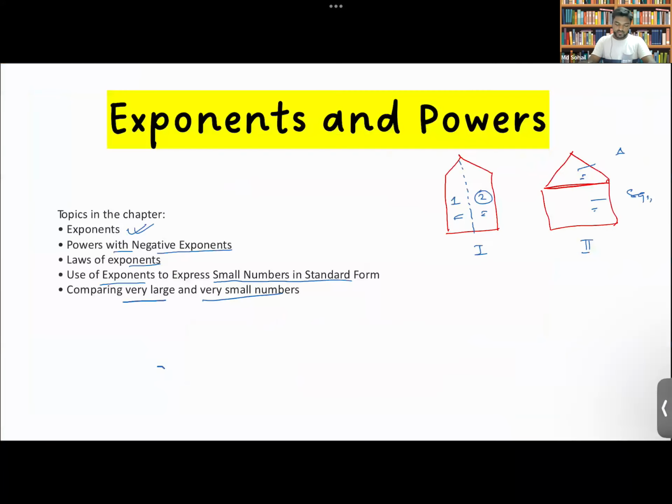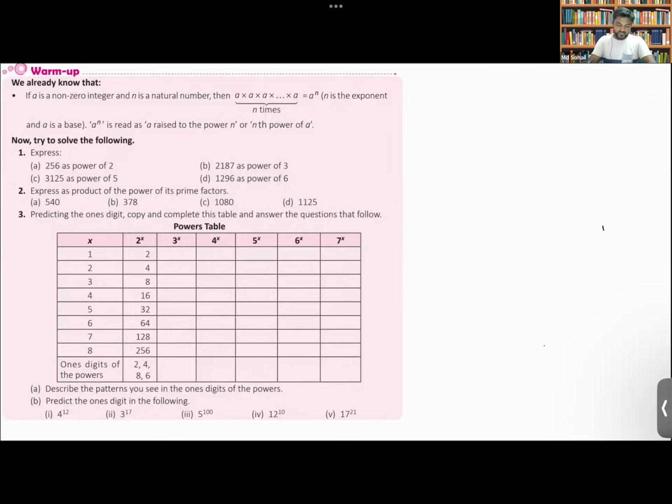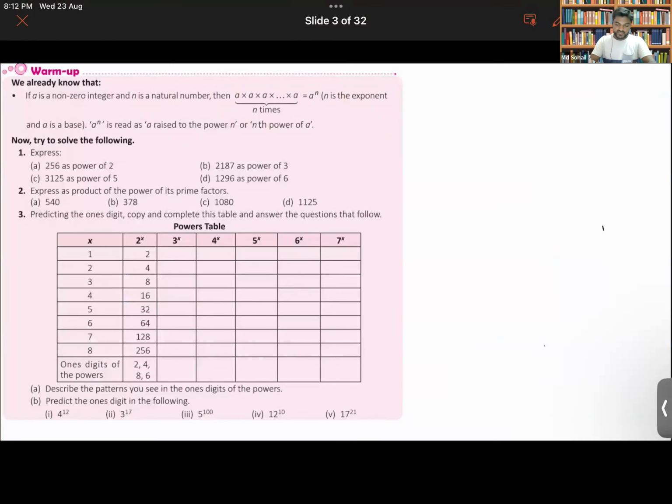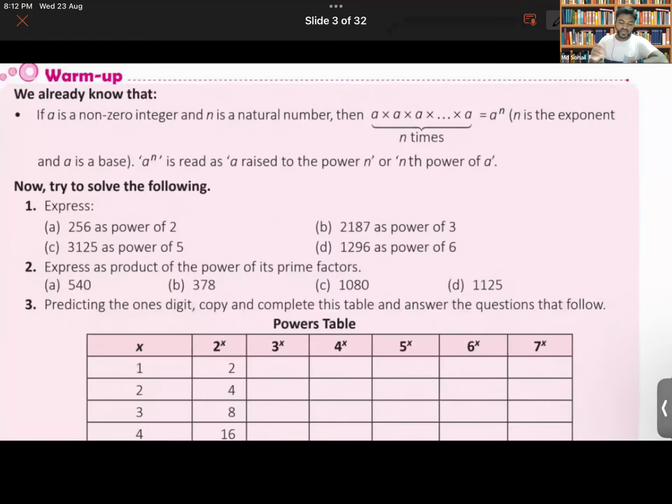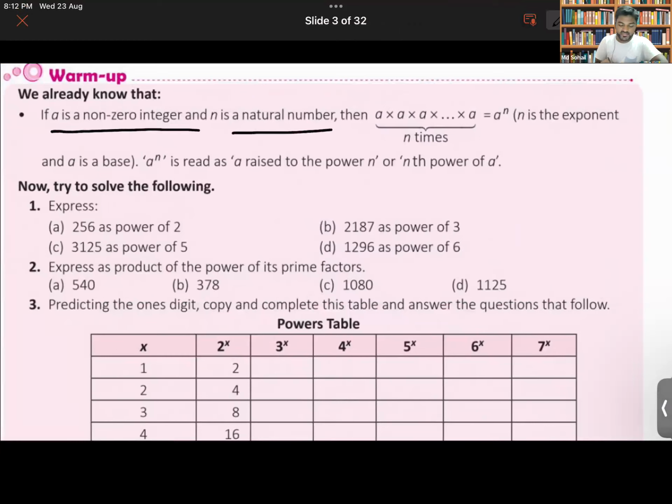Okay, then let's start the chapter. We will start the chapter, but we will do a little exercise first, related to the background of the chapter, guys. Now, you already know that if a is a non-zero integer and n is a natural number, if you were to keep on multiplying a with itself up to n times, up to 100 times, up to 200 times, up to 300 times, and so on, up to nth times. This n could be any whole number, starting from 0 to infinity.